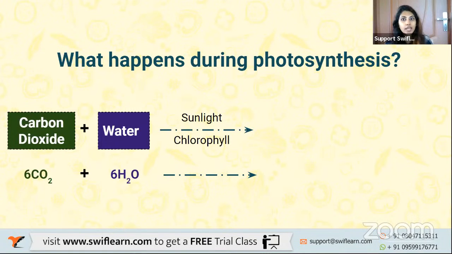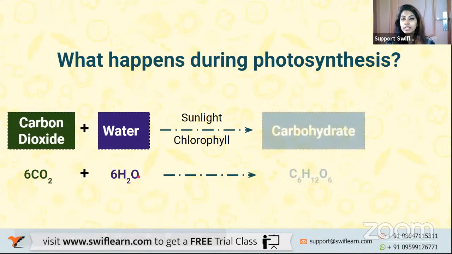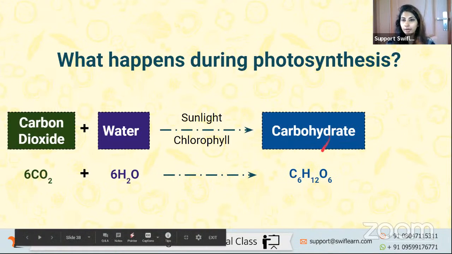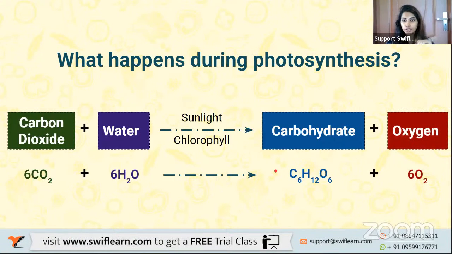So let's continue. So yeah, tell me what happens during photosynthesis. 6 carbon dioxide combined with 6 water, and in the presence of sunlight and chlorophyll, we will get glucose. Okay, this is glucose or carbohydrate plus oxygen. So the end product or the final product of photosynthesis is carbohydrate and oxygen. Okay, so this much is clear for everybody, right?